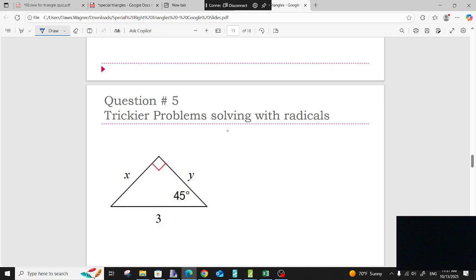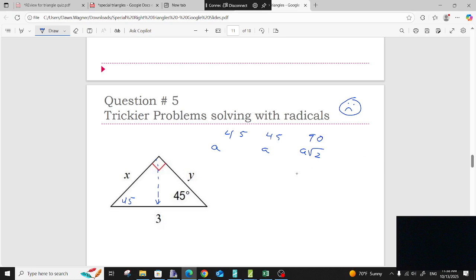Now, this is still a 45, 45, 90, which means what? Okay, what am I given? Am I given across the 45 or am I given across from the 90? I'm given across from the 90. So that's always a sad face. The reason why it's a sad face is you have to solve whenever you are not given the shortest side, you have to solve for the shortest side.